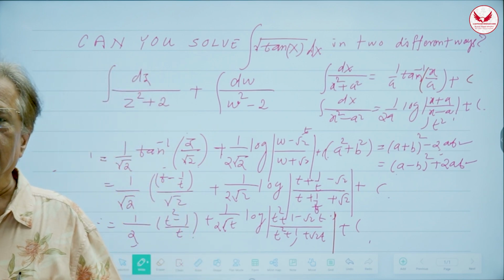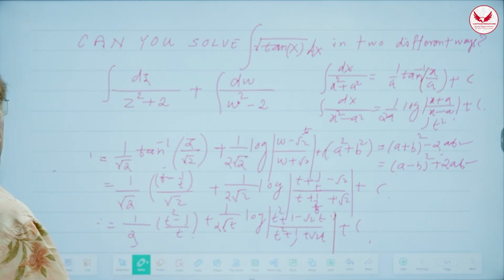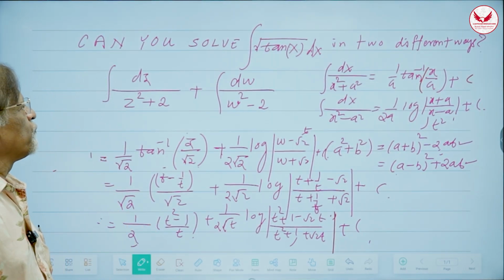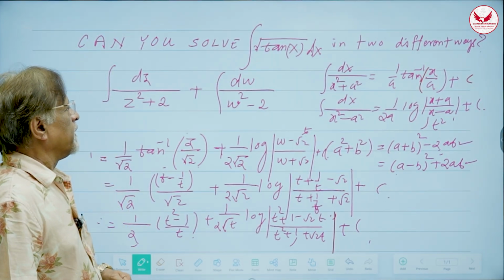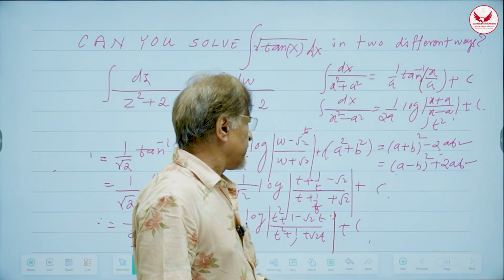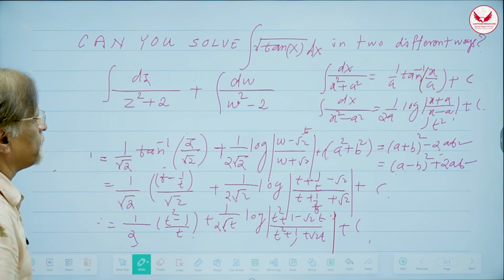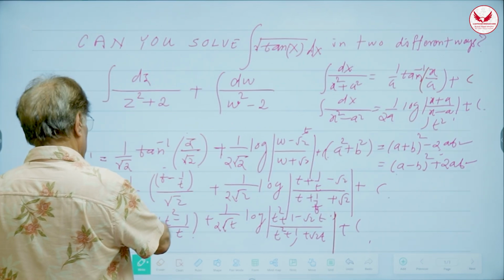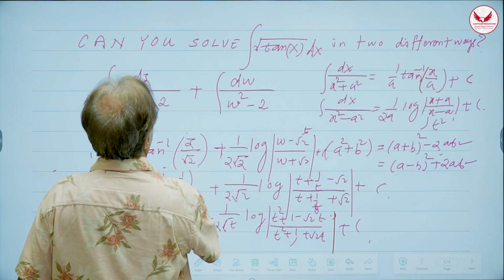Now, this is a very, very long and quite difficult method of solving a problem. But it introduces two very important tricks. One is the use of this: a square plus b square can be written in two different ways, right? That is the crux of this problem. I hope you have understood the solution of this problem. Now let us go to the next method.